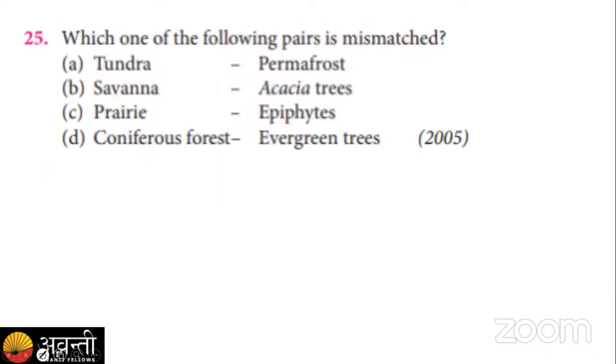And here is the last question for the day. Which of the following pairs is mismatched? Out of the given pairs, which is mismatched? Option A, tundra, permafrost. B, savanna, acacia trees. C, epiphytes. And the last, coniferous forest, that is evergreen trees. So you have to give your answer.